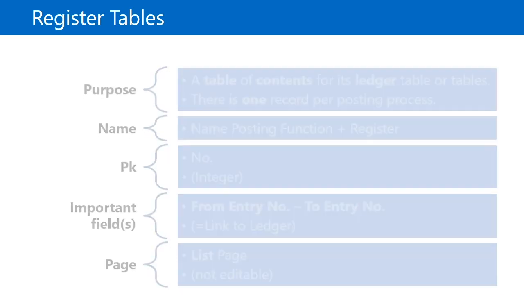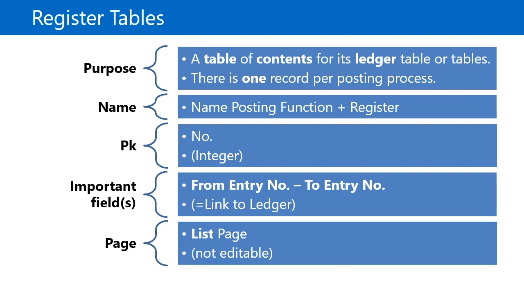Then we also have registered tables. Now, a registered table typically is a table of contents or a summary for its corresponding ledger entry table. There's only one record in the registered table per posting process. Typically, the name of such a table is the name of the posting function and the word register. The primary key is a field called number, which is an integer. And there are very important fields in registered tables, which are the from entry number and the to entry number, which give us a link back to the ledger entry table and the related postings.